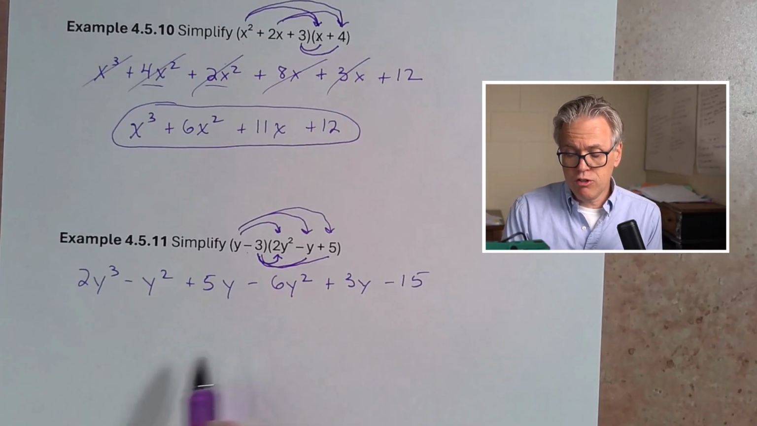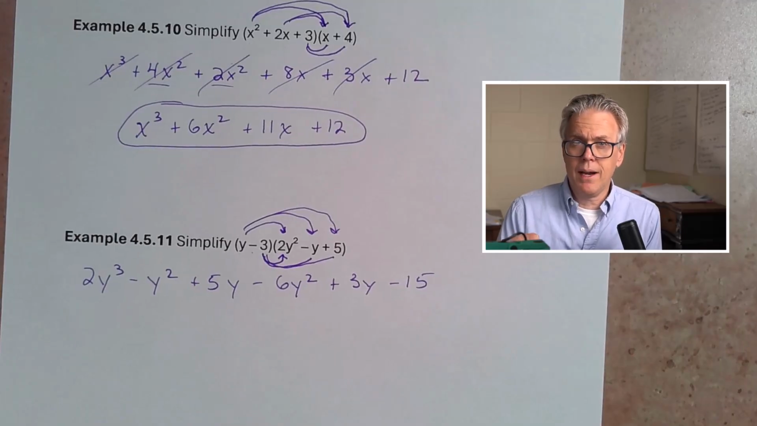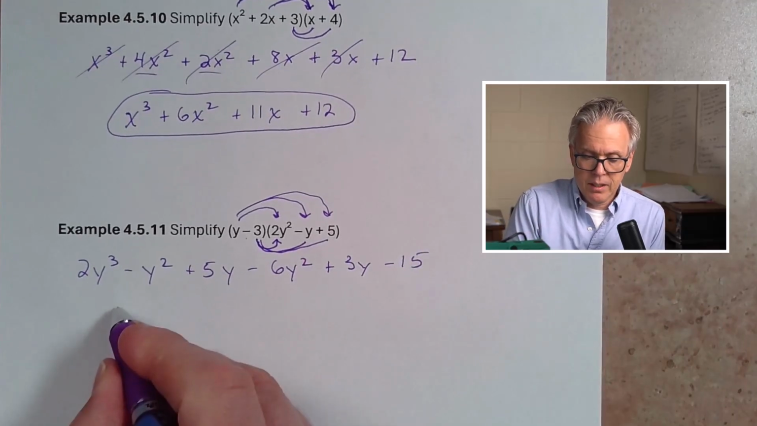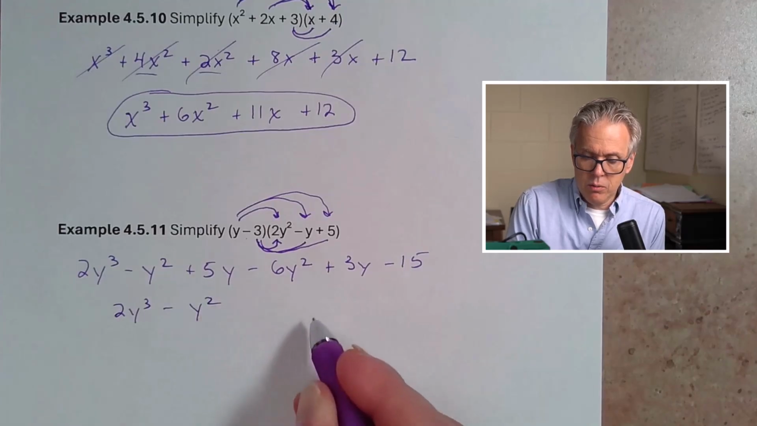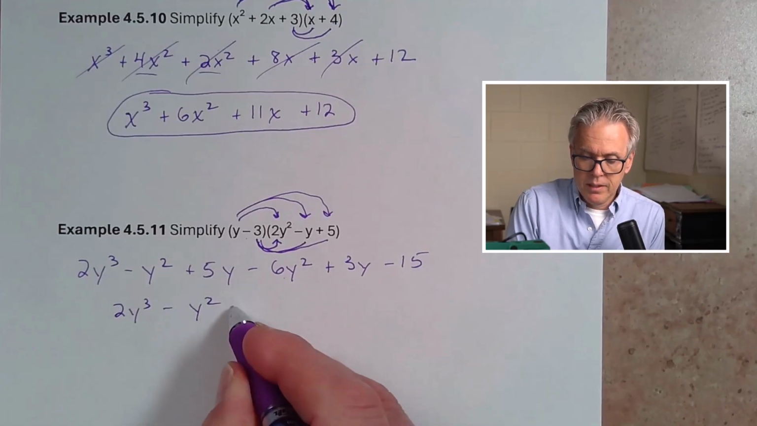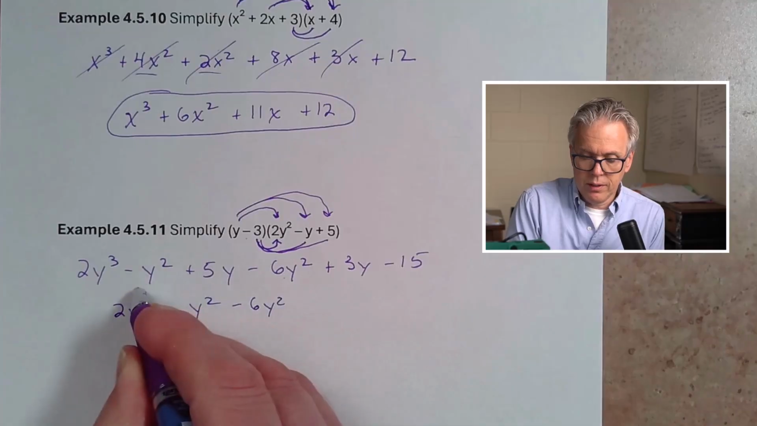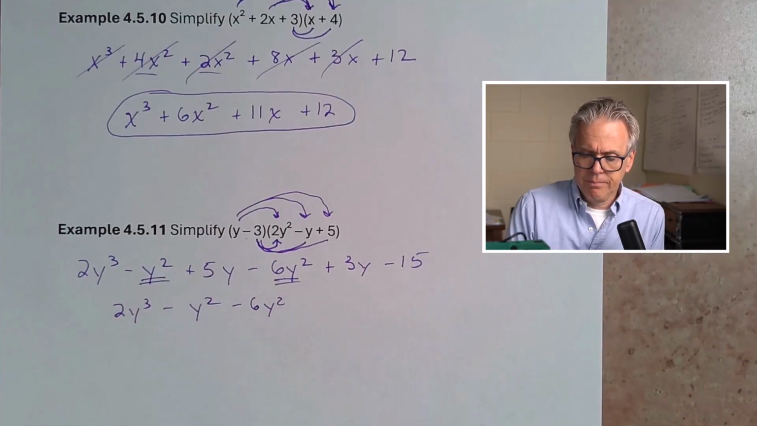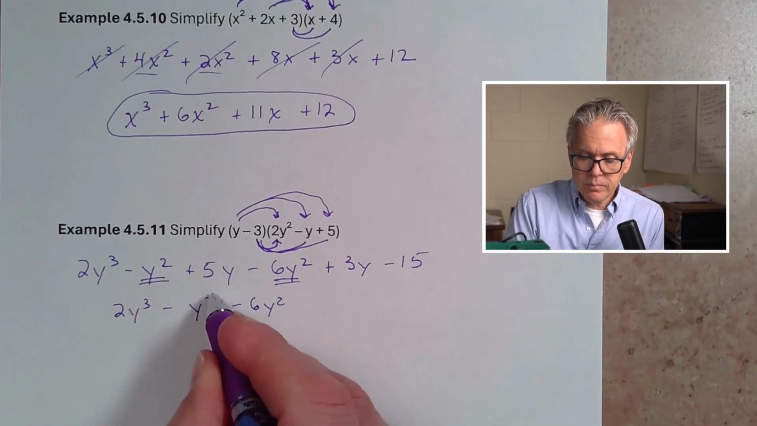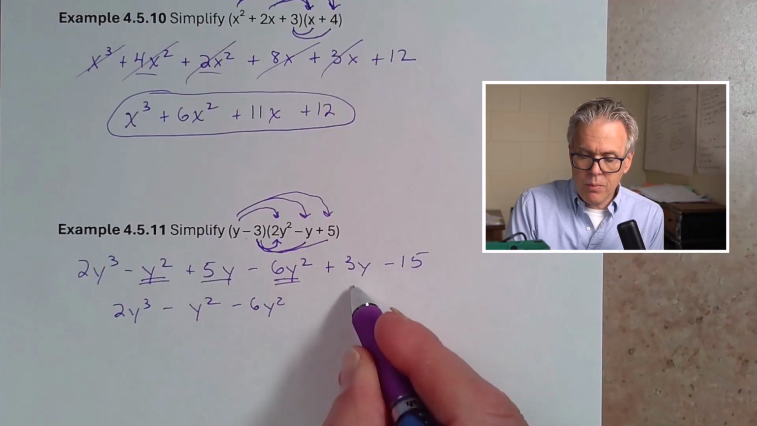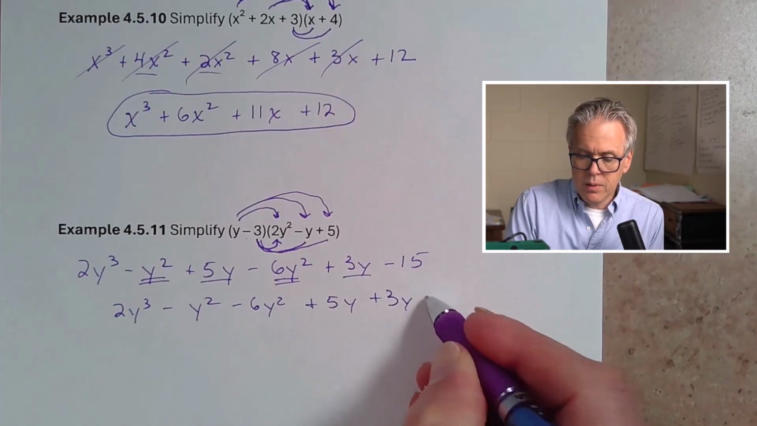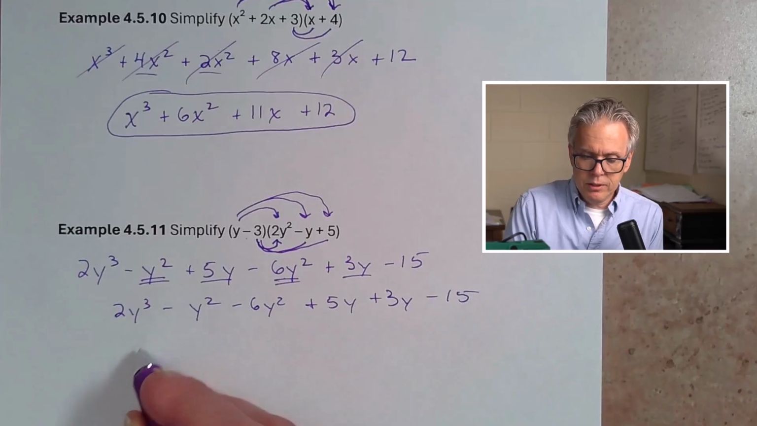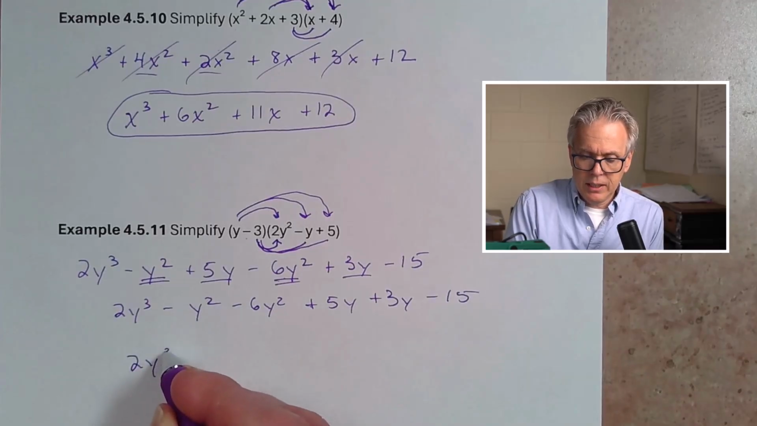Now, I'm going to go ahead and show this next step, which is completely optional, where I write the like terms side by side. So I'll have 2y cubed minus y squared. Where's my other y squared term? Right here. So minus 6y squared. So again, I'm just taking these here, putting them side by side. And then I've got a 5y and a 3y. So plus 5y plus 3y minus 15. That was an optional step. It just makes it mentally a little bit easier.